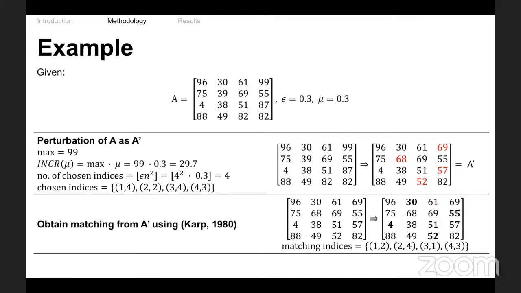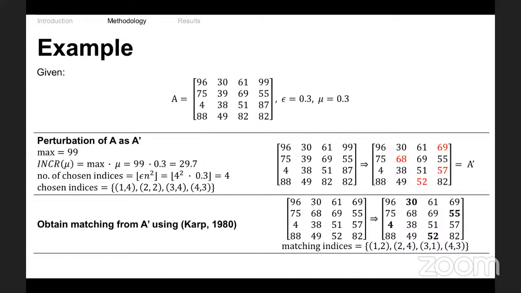Our example will be a 4x4 matrix with the minimum value being 4 and the maximum value being 99. We set epsilon to 0.3 and mu to be 0.3. Our perturbation will work as we will first compute how many values will be perturbed using epsilon. Computing that, we get four values will be perturbed, as shown in the highlighted elements here. These 4 elements will be perturbed. Also, this is randomized. Then the value of perturbation will be based on the maximum value, which is 99. We basically just multiply the value of mu and 99 to get 29.7, giving us a resulting value of 29.7 as the perturbation value per element.